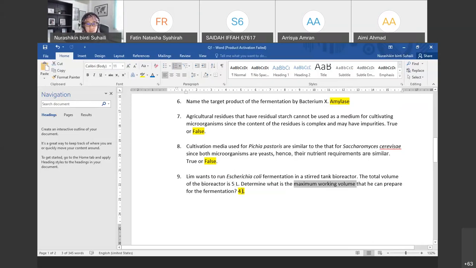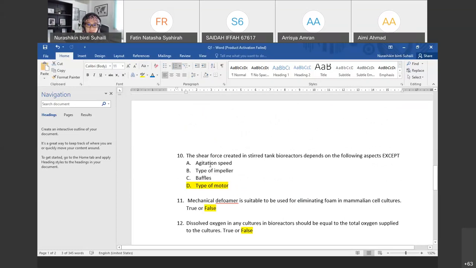But if you run like 3.5, that's also fine. That's why I put here maximum working volume. If I say working volume, anything below 4 liter can be accepted. But in this case, the maximum working volume is 4 liter because it's 80%. It cannot be 90%. It cannot be 5 liter. Okay.